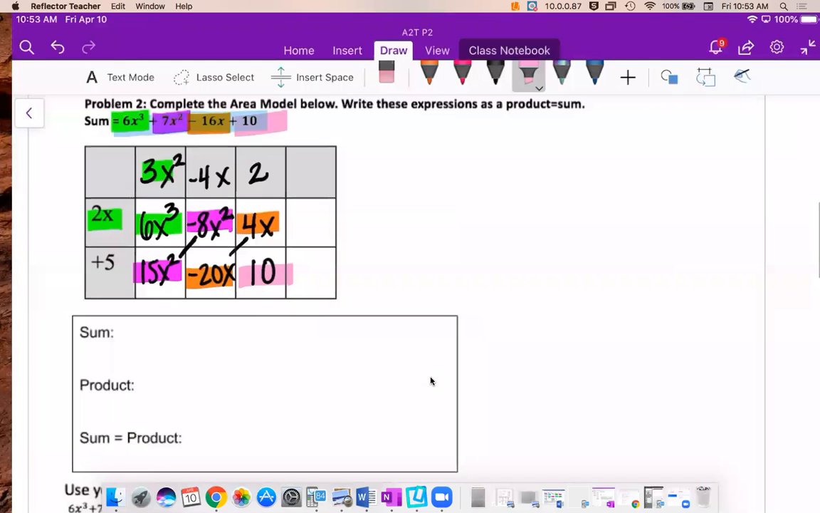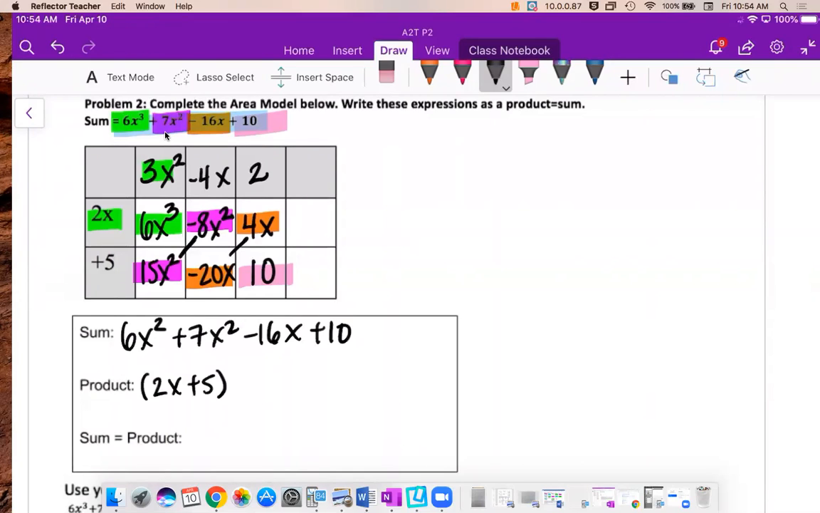Okay, so here's what we got. Your sum is now adding all these together. So 6x cubed, combine these, this would be plus 7x squared. Combine these, this would be minus 16x, and then plus 10. And then that's what we were trying to go for. We were trying to get the inside of the box to equal this because that's what they gave us. And then our product is this 2x plus 5 times what I got on top, 3x squared minus 4x plus 2.